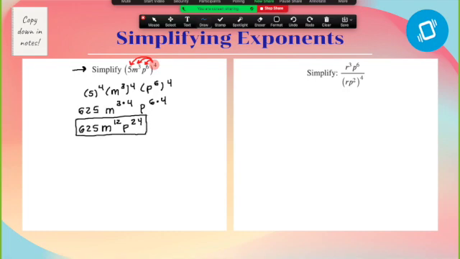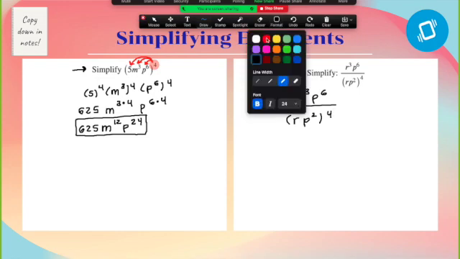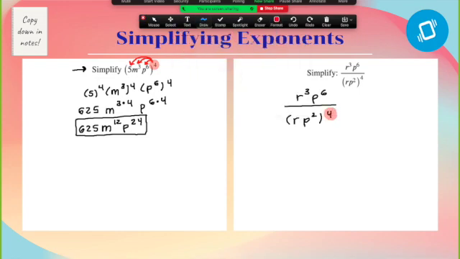Cool. For the next question, we're asked to simplify r to the power of 3 times p to the power of 6 on top, and on the bottom, we have r times p to the power of 2, to the power of 4. So to deal with this, let's deal with the bottom of the fraction first. On the bottom, we have r times p to the power of 2 to the power of 4. I'm going to take our exponent and distribute it to the p and also to the r.